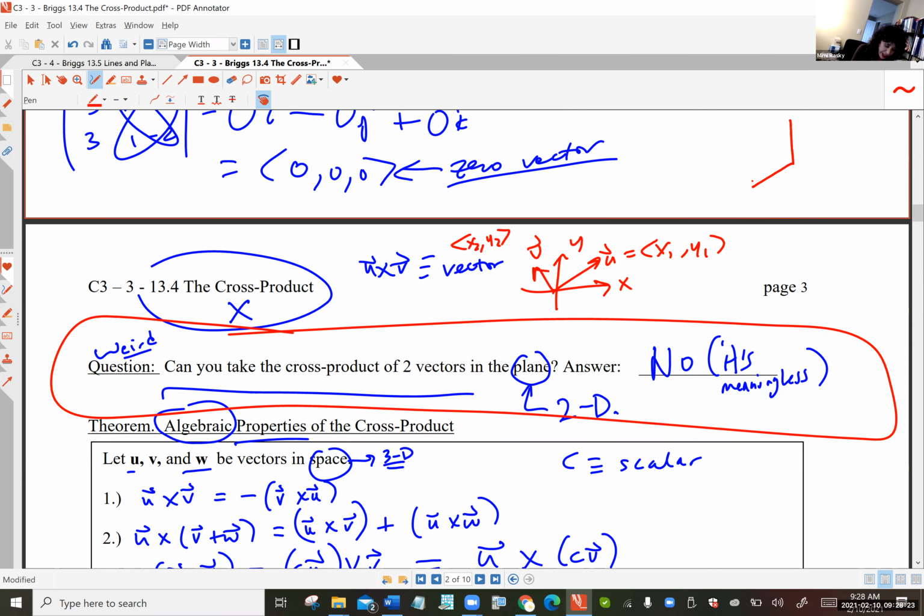But if you embed these 2 vectors in 3D, which means you have to force them to become 3-dimensional, and this is not something you can just do off the cuff, you give both of them a third component, which would be 0, because that's what it is if you're lying flat in the XY plane. Then you'd have the vector u here and the vector v there, and then you could take the cross product of those 2 vectors, but that's making them into 3D vectors.